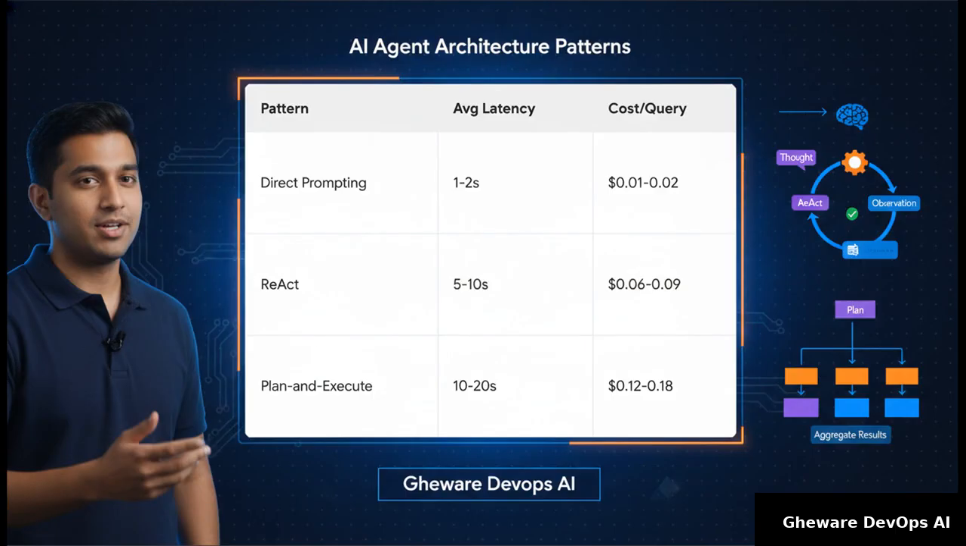You know, this table is something every AI engineer should probably print out and tape to their monitor. It shows the stark reality of these patterns. As you move up the ladder from a simple prompt to full plan and execute, your latency can increase tenfold, and your cost per query can jump from 2 cents to nearly 20. Choosing the right architecture isn't just a technical decision, it's a critical business decision.